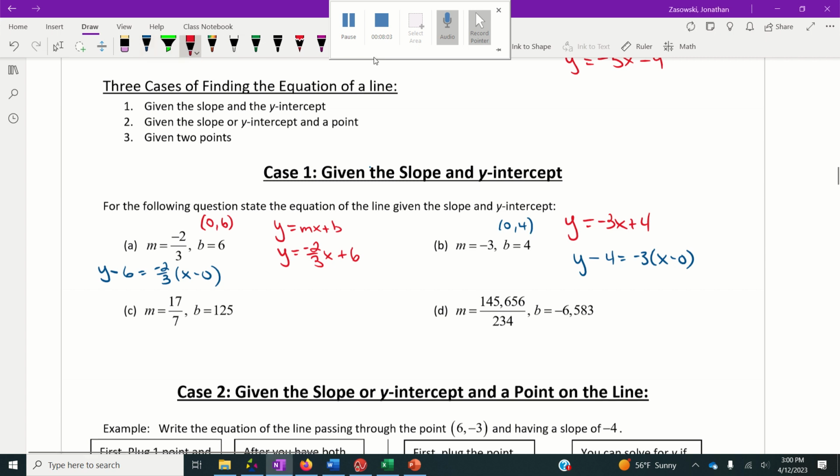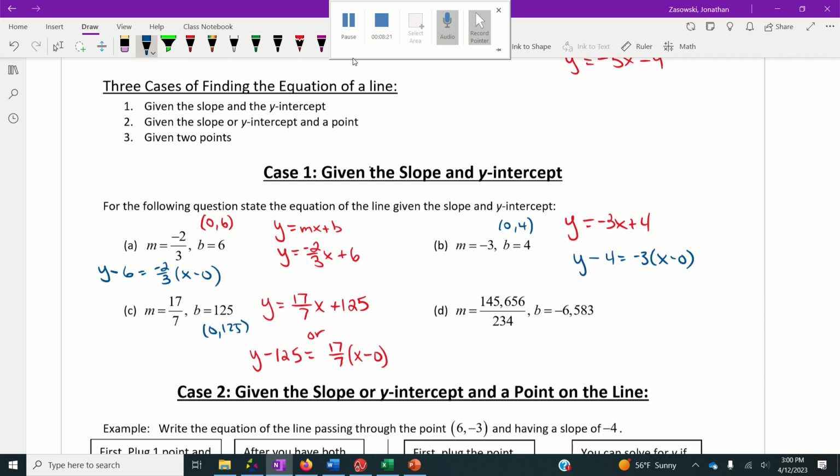All right, if we're going for part C, pause and give this one a try. And hopefully you came up with either y equals 17 over 7x plus 125, or y minus 125 equals 17 over 7x minus 0. Because remember, this point is (0, 125). So that's our x1 and y1.